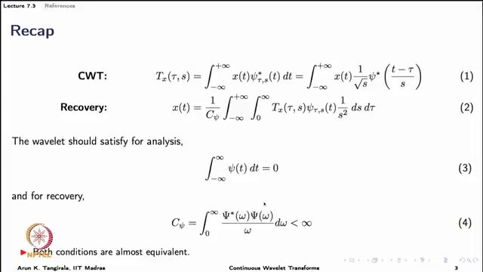Requiring that the Fourier transform of the wavelet to be 0 at 0 frequency is the same as saying that the wavelet should have 0 average. That is by virtue of the property of Fourier transforms, where we know that the value of the Fourier transform of a function at 0 frequency is nothing but this integral that you see in equation 3.